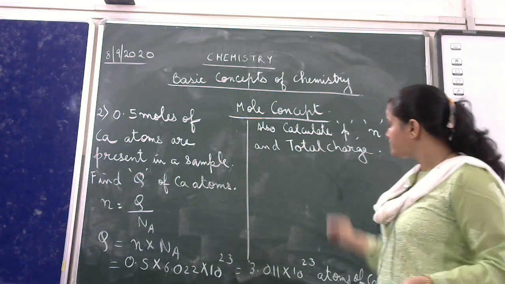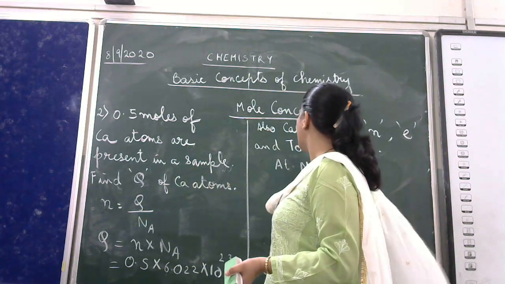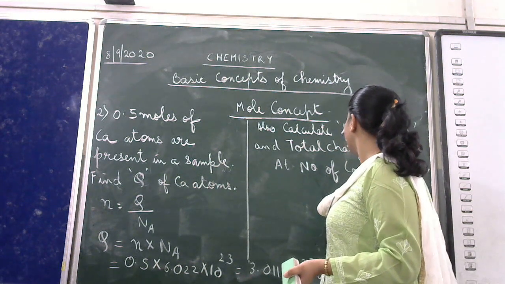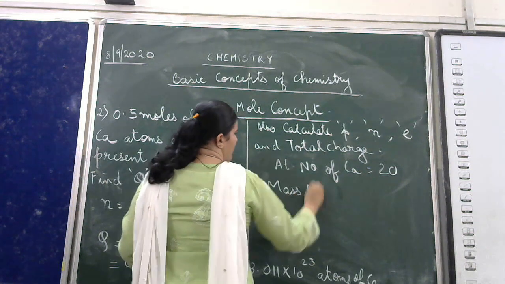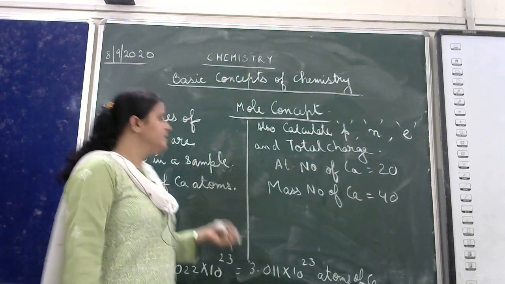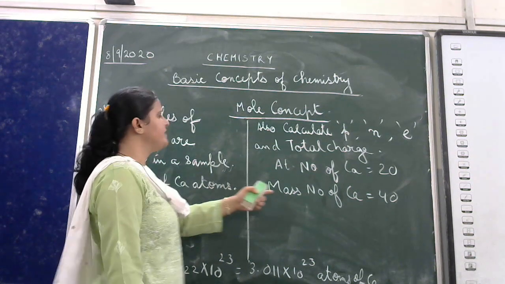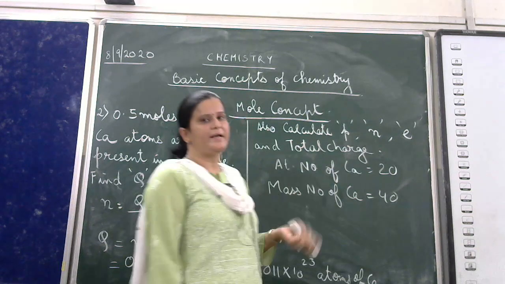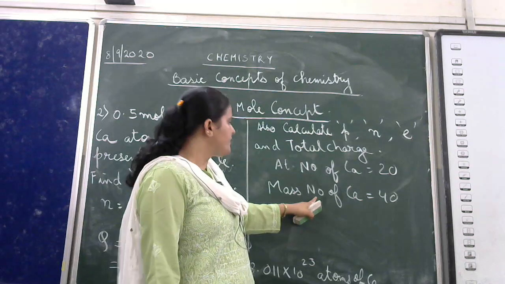So, see. Now, here you should be knowing what is the atomic number of calcium. Atomic number of calcium is 20. And mass number of calcium is 40. Okay? So, atomic number of calcium is 20, which means my number of electrons are also 20 and my number of protons are also 20. Okay. What else do I know?